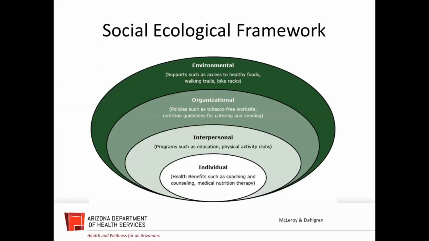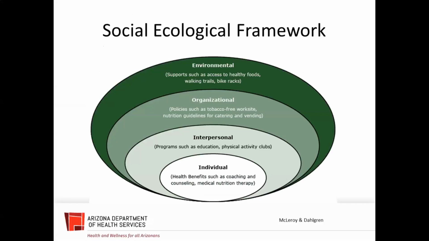At the individual level, this includes knowledge, beliefs, attitudes, skills, and personal traits. An example includes health benefits such as coaching and counseling, medical nutrition, and therapy. At the interpersonal level, this includes more social relationships such as family, friends, peers, and social networks. Examples include programs such as education and physical activity clubs.